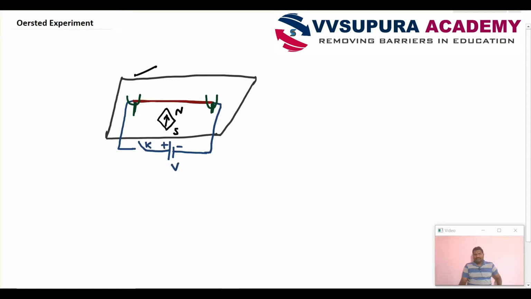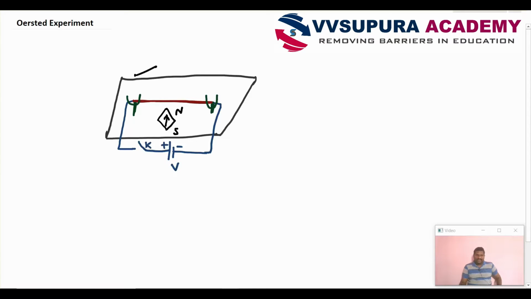So before closing the switch, the circuit will be open, so no current will flow through this copper wire. The needle of the compass will show the north and south direction and stay there.